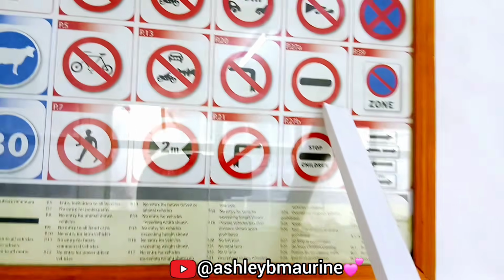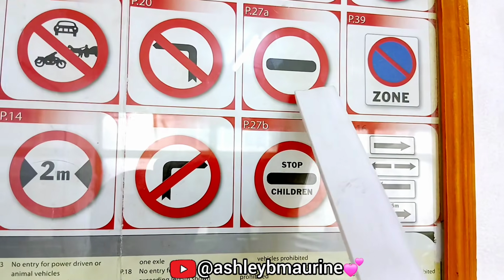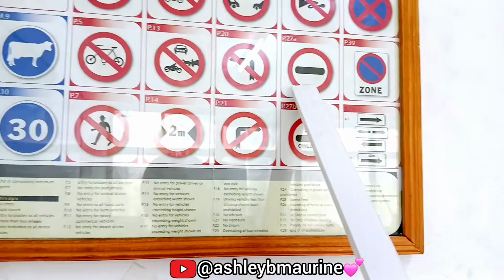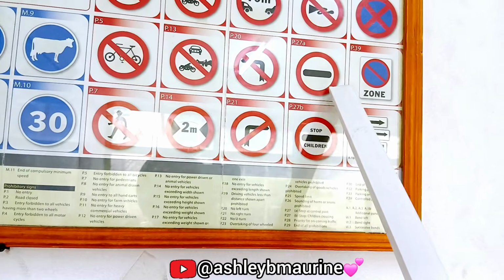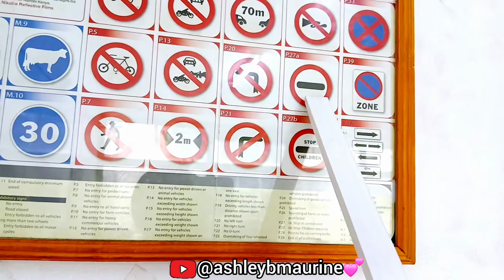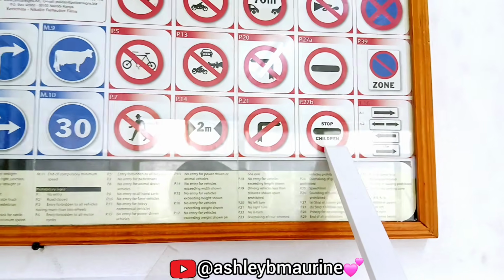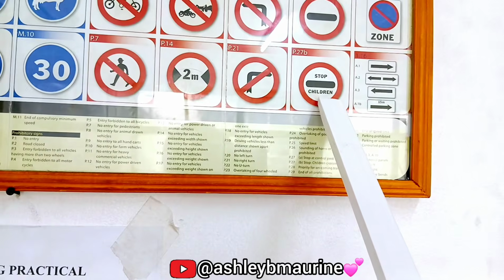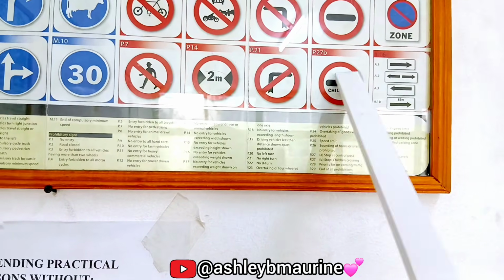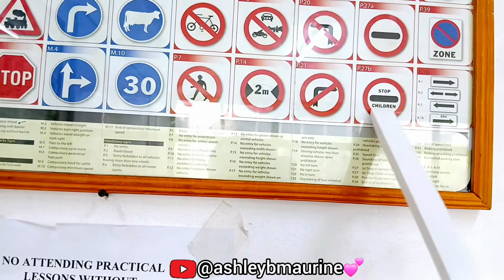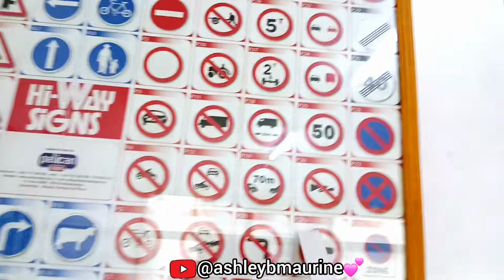We proceed. So this is stop at controlled post or stop at customs post. So this sign you'll find near borders or near permanent police stations. We proceed. This is stop children crossing. So you'll find this near primary schools. As a driver, you need to stop your vehicle. You give way for children to cross.